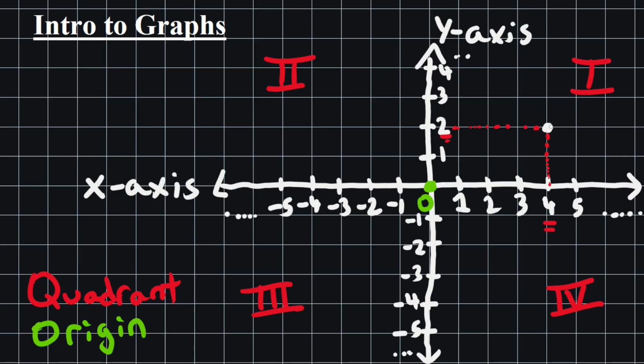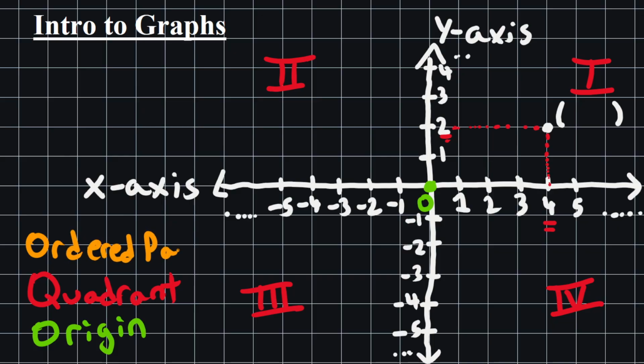So we can represent this point as an ordered pair. Let's set up parentheses, and all points can be represented as an ordered pair. Let me write that down: ordered pair.